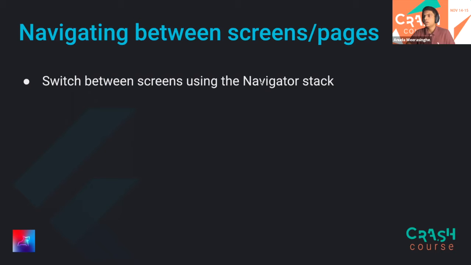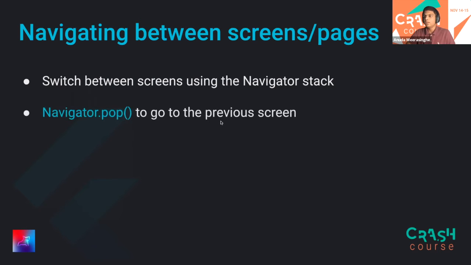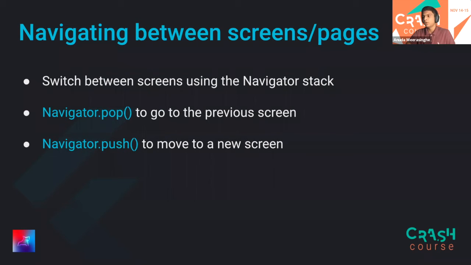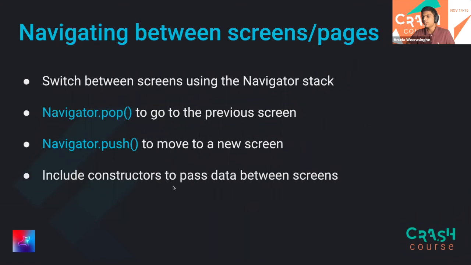Basically, to go back to the previous screen, you just use the pop method. And then to push something and to move to a new screen, you use the push method. We'll look into some examples about how exactly we move to a new screen and what we need to pass to the push method. And then finally, if you want to pass data between screens, then you'll have to include constructors in the screens, just like with any other OOP language, and we'll look into that as well in our example.